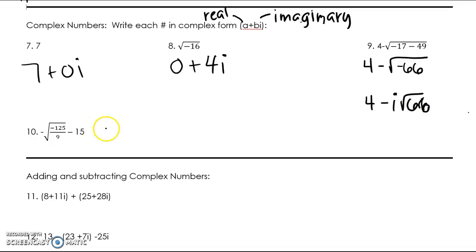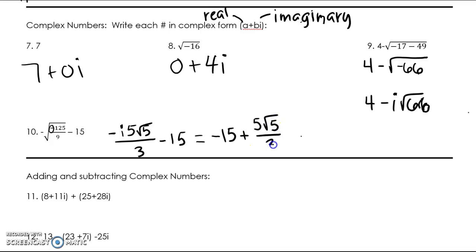For this next one, it looks like I'm going to have a negative out in front. The negative underneath that square root is going to mean I'm going to have an i. The square root of 125 is going to be 5 square root of 5 all over 3 minus 15. We always put our real part first. So I'm going to have negative 15 plus 5 square root 5 over 3, i.